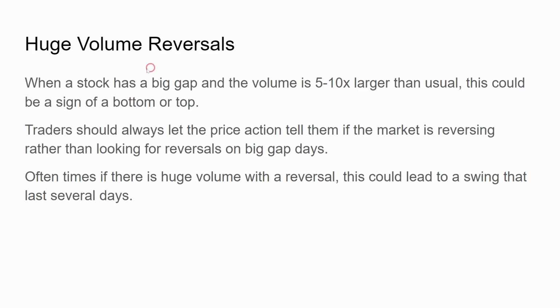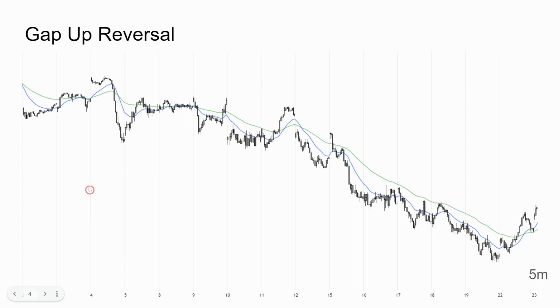Huge volume reversals. When a stock has a big gap and the volume is 5 to 10 times larger than usual, this could be a sign of a bottom or a top. Traders should always let the price action tell them if the market is reversing rather than looking for reversals on big gap days. Oftentimes, if there is a huge volume reversal, this could lead to a swing that lasts several days. Here, we have a gap up and then reversed.